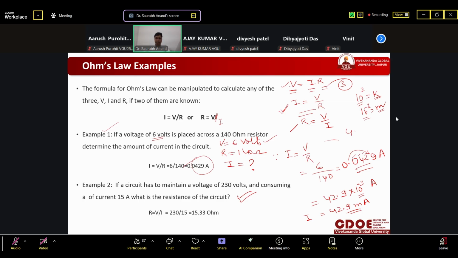Have you done this example? So it is the same example.